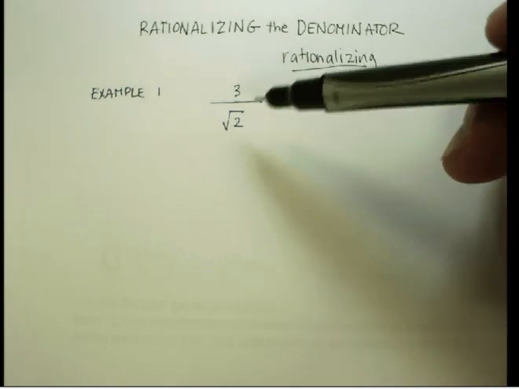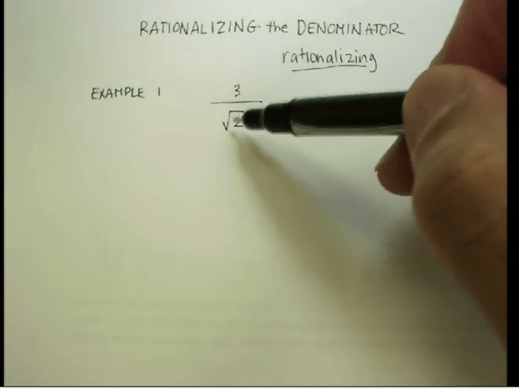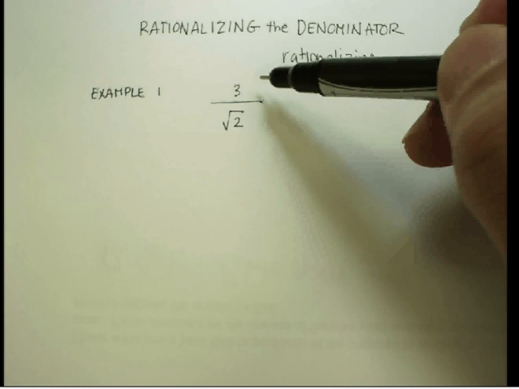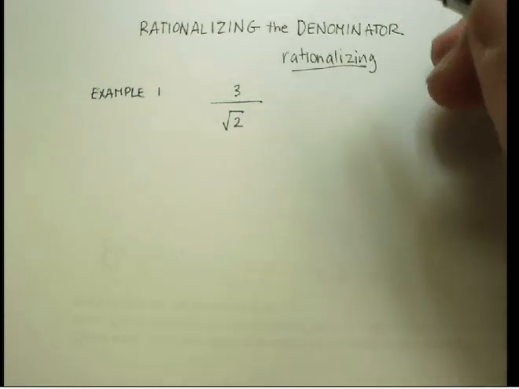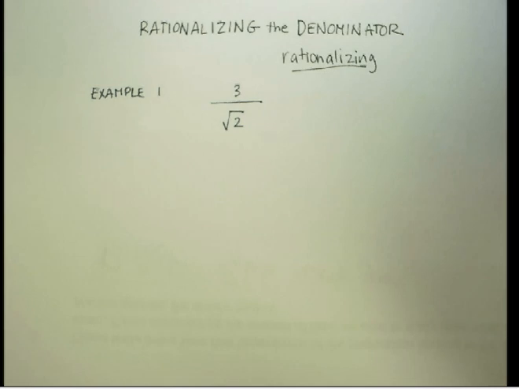Now, it doesn't make any difference whether the radical sign is in the numerator or not. That's not the issue, but you just don't want to keep it in the denominator. That's just something that mathematicians have agreed upon, so that's what we try to do in this demonstration.